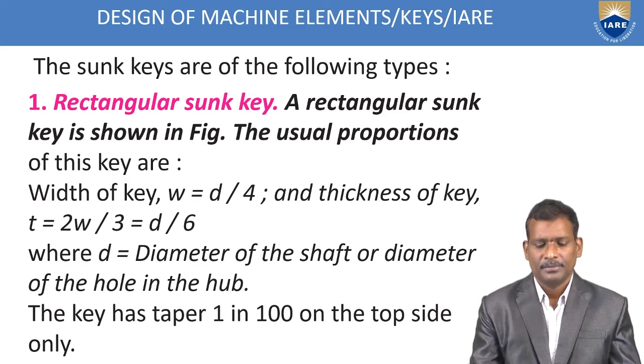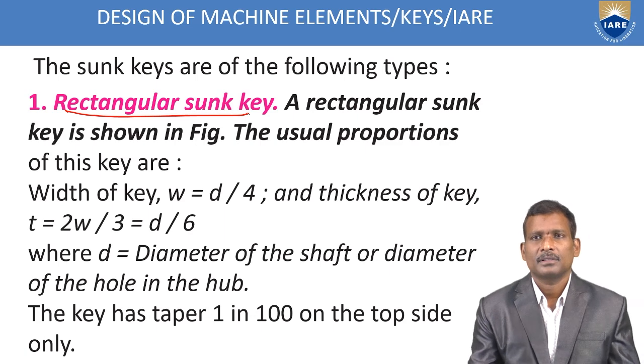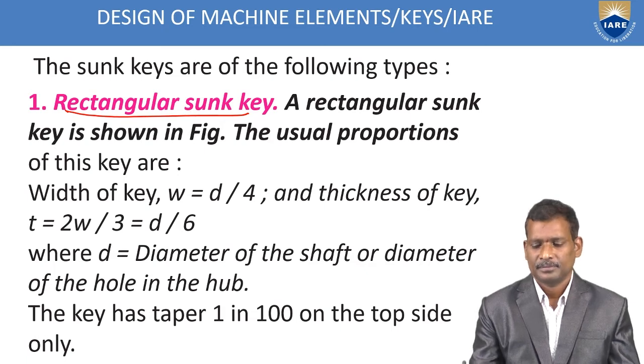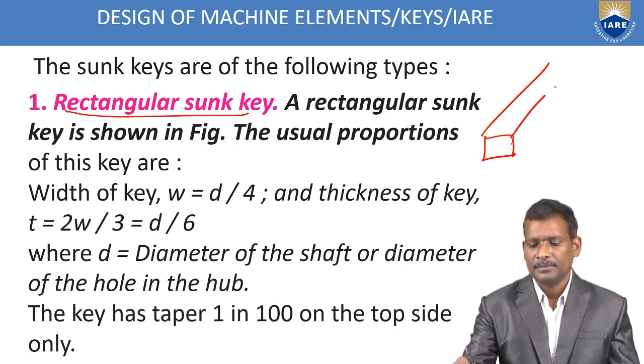The first one is the rectangular sunk key. A rectangular sunk key is as shown in the figure. I will show you the figure. The proportions of the keys are given. What are the dimensions of the key? One is width, another one is length, and the third one is thickness of the key. So length, thickness, and width of the key are important in the design part. Suppose you take this rectangular shaped key.